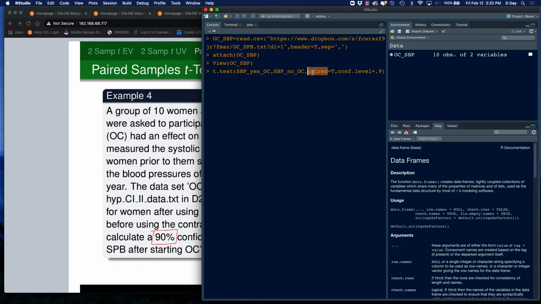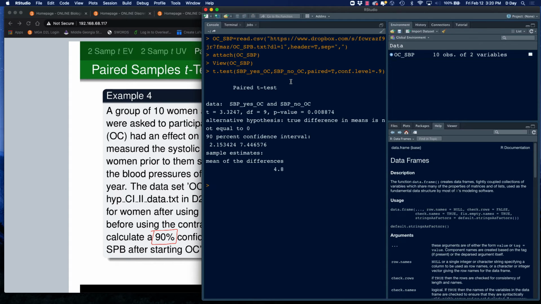I've got paired equals true, the conf.level set equal to 0.9, and then of course I made sure that my variables are in there in the correct order, and I hit enter, and here's what it spits out for us. So the p-value is very, very small, which tells me that there is a difference between the oral contraceptives. All right, so they are different.